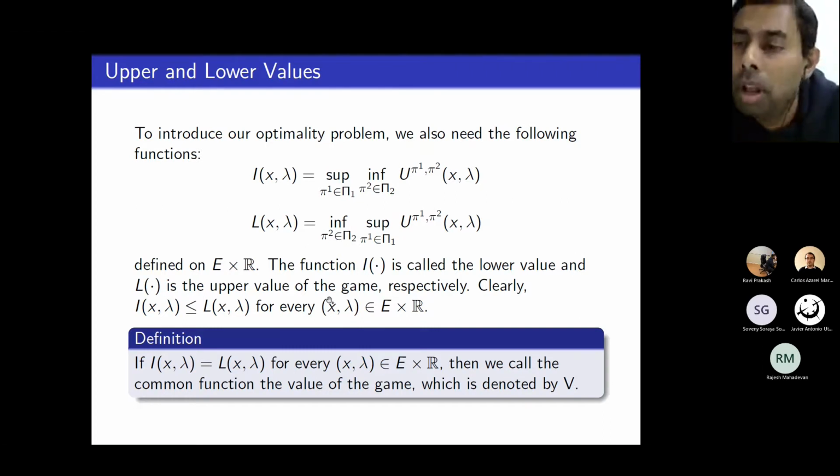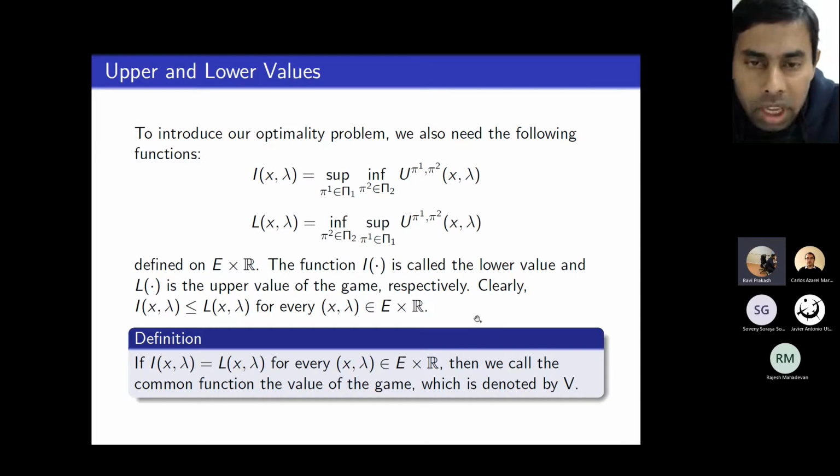Now we know this is a basic fact that inf sup or min max is greater than or equal to sup inf, right? So that's why we have that I x lambda is less than or equal to L x lambda. This is just because of the fact that inf sup is greater than or equal to sup inf. Fine. So in general, this I x lambda is less than or equal to L x lambda. Now, if this I x lambda is equal to L x lambda, then we will call this common function the value of the game. Fine, and which will be denoted by V.